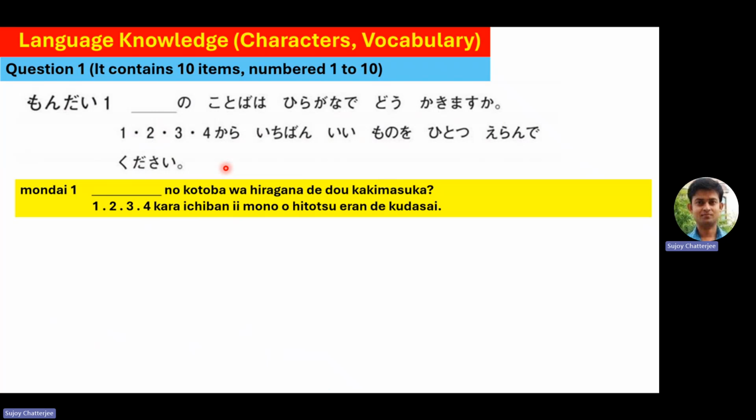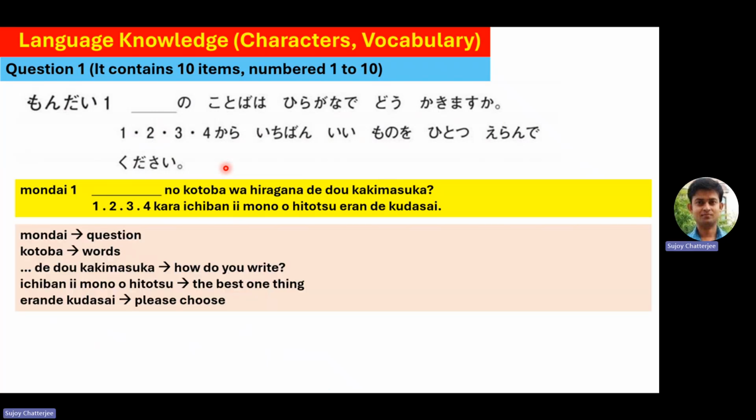What does that mean? Mondai means question, kotoba means words. Then do kakimasu ka is the interrogation, which means how do you write? Ichiban ii mono o hitotsu. The best one thing. Ichiban means number one. Here number one doesn't mean the serial number one, but the best choice. Ii mono means the best thing. Erande kudasai means please choose. Hitotsu means one, which you already know.